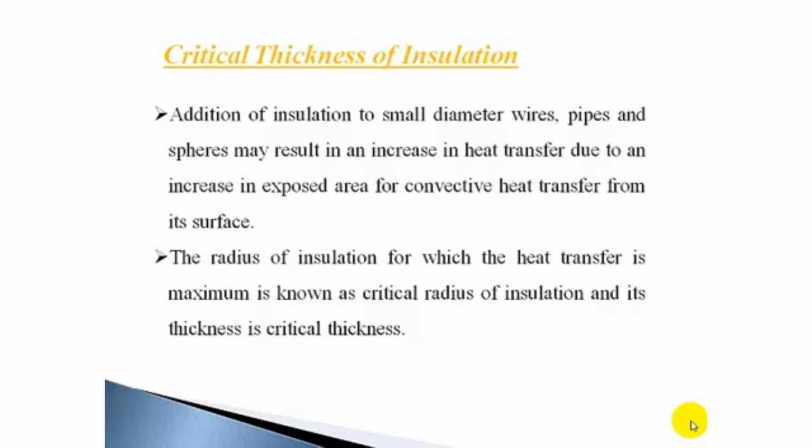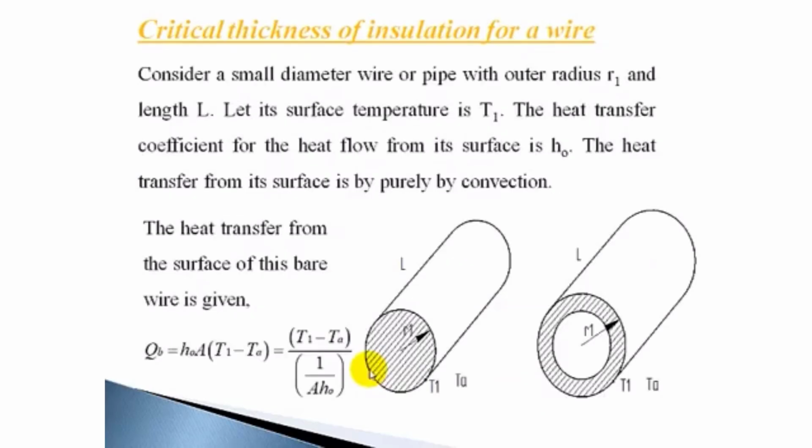But for small diameter wires and spheres, addition of insulation sometimes will have an adverse effect by increasing the heat flow. This is mainly due to decrease in convection resistance due to a larger exposed area. The thickness of the insulation for which the heat transfer is maximum is known as critical thickness of insulation. Now we will see how the addition of insulation on a cylinder affects the heat transfer.